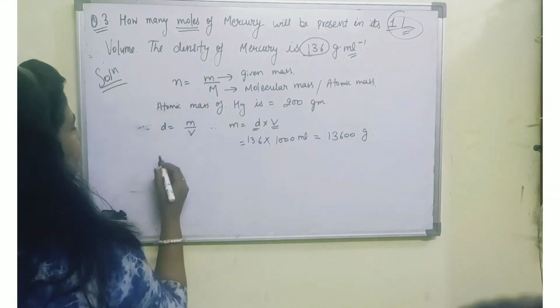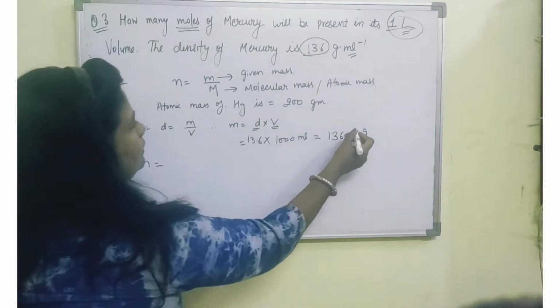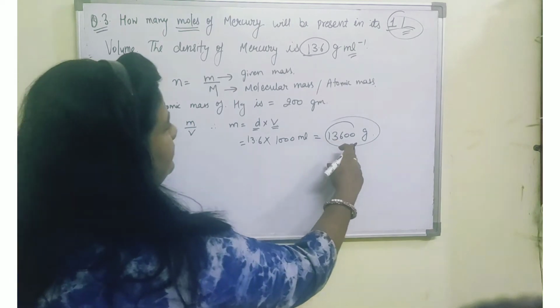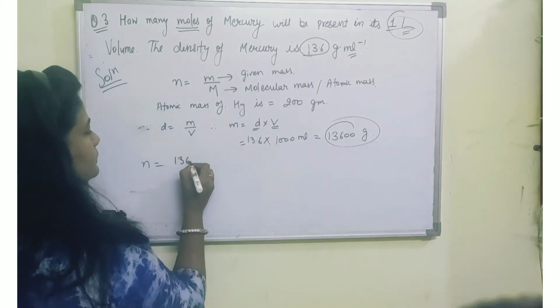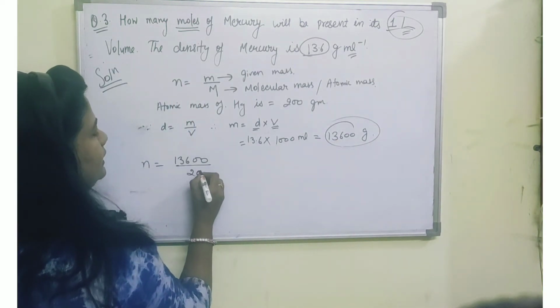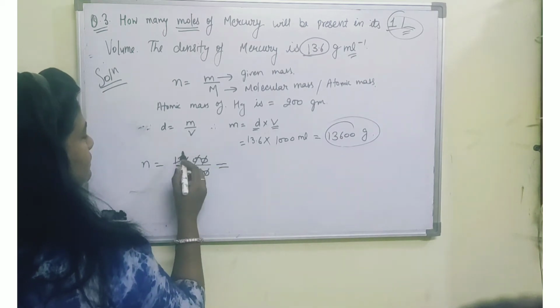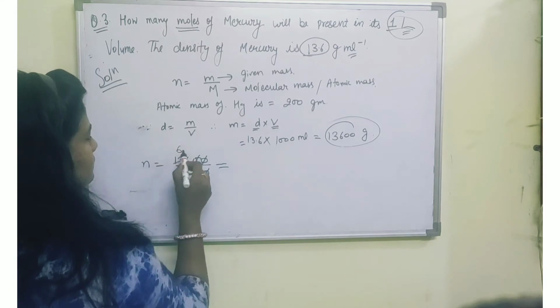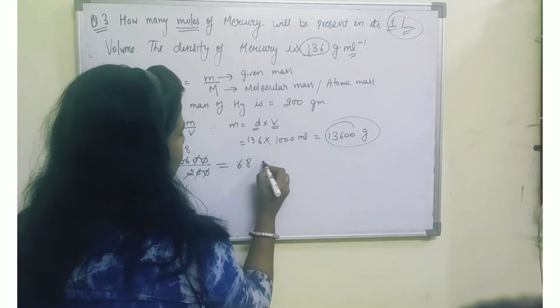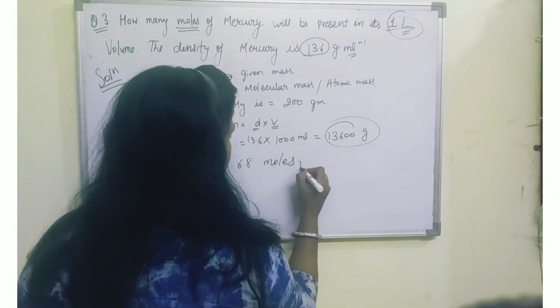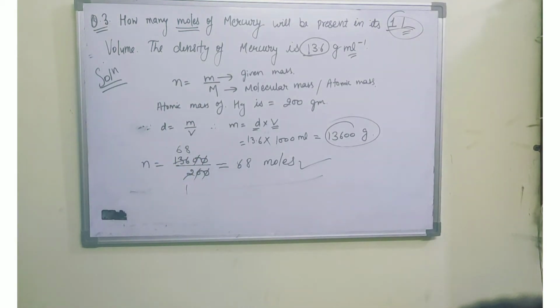Now small n will be equal to small m upon capital M, what will you get? 13600 divided by 200, and the answer will be 68 moles. Okay, this is the answer, 68 moles.